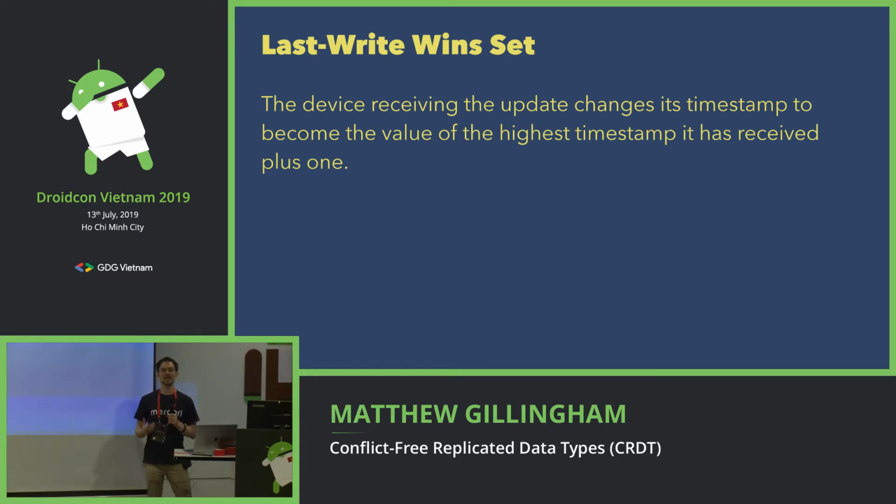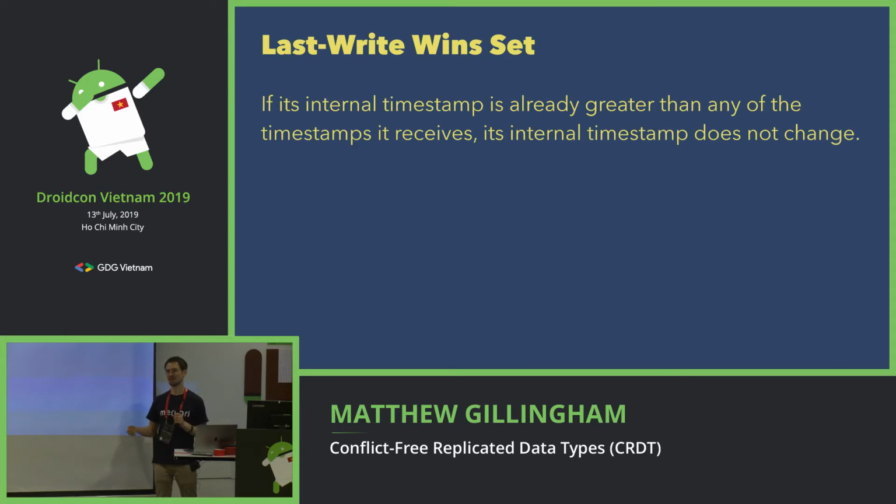And also, if it receives an event that has a timestamp of 3 and its internal timestamp is already like 20, it's not going to update its timestamp. It's just going to, well, probably do nothing. But it doesn't update its count. If its timestamp is already past what the operation it received is marked at, it doesn't change its own timestamp.